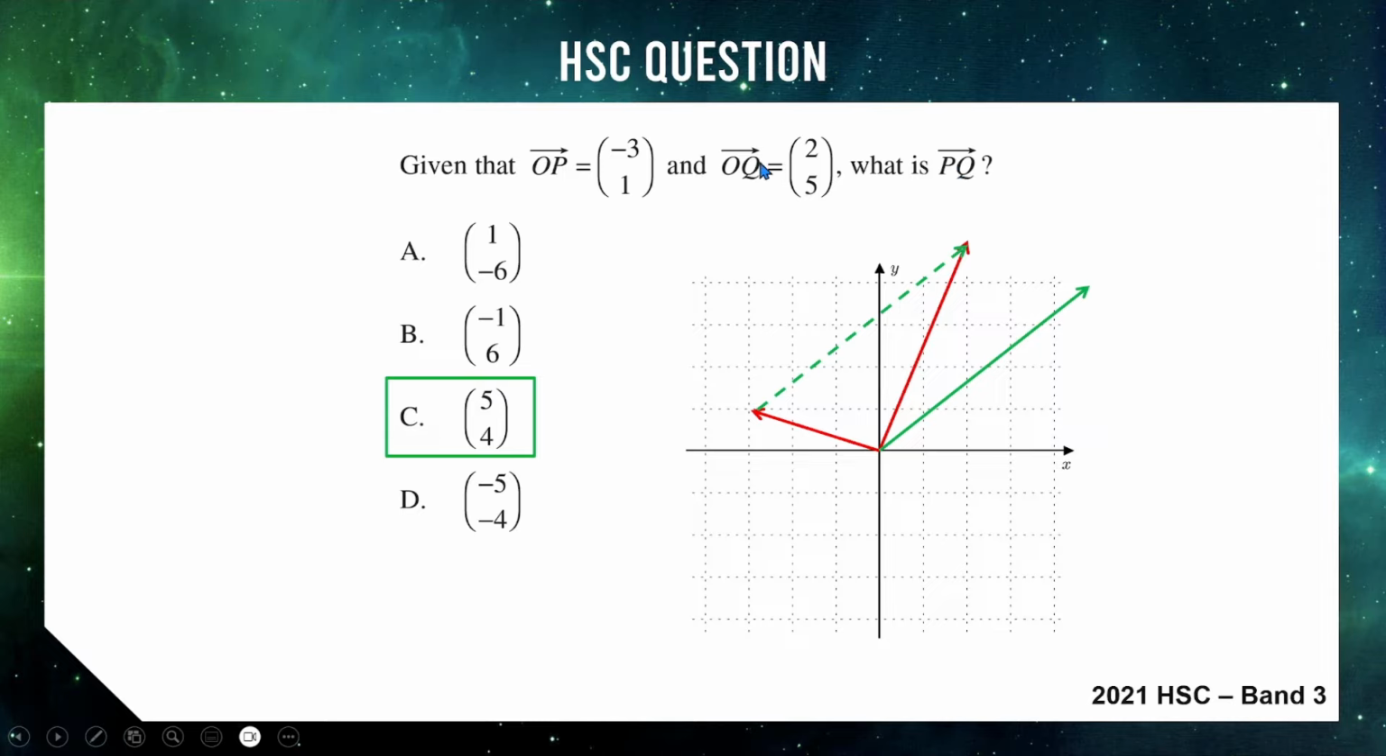So we really just need to do this coordinate, subtract this coordinate, and we'll get our answer. 2 minus -3 is 5, correct? And then 5 minus 1 is 4. So there's the shortcut to get your answer C very quickly, which is why it was only a band 3. It's considered an easier question. So once again, the vector from P to Q is Q minus P. Simple as that. Now we can move on.